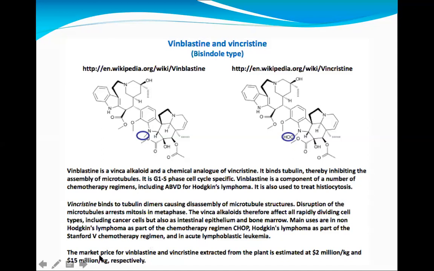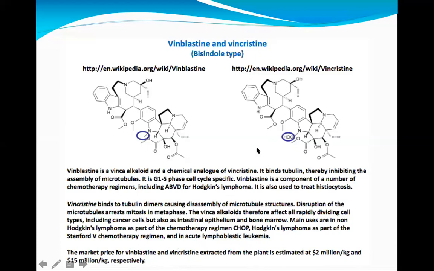And in acute lymphoblastic leukemia, vinblastine can be used against leukemia cancer. The market price for vinblastine extracted from plant is estimated at 2 million US dollars per kg, and for vincristine 15 million US dollars per kg. So vincristine is 7.5 times more expensive than vinblastine, and they are very powerful anti-cancer compounds.